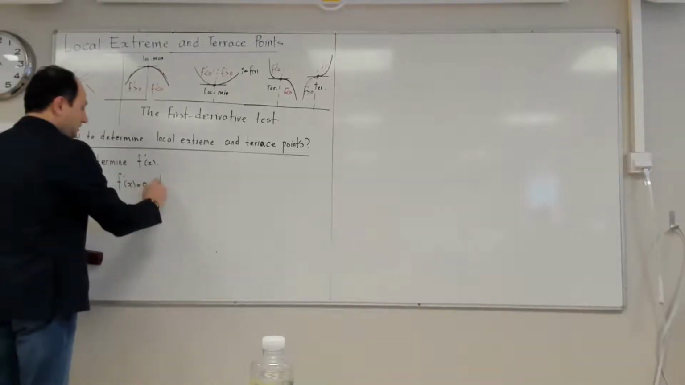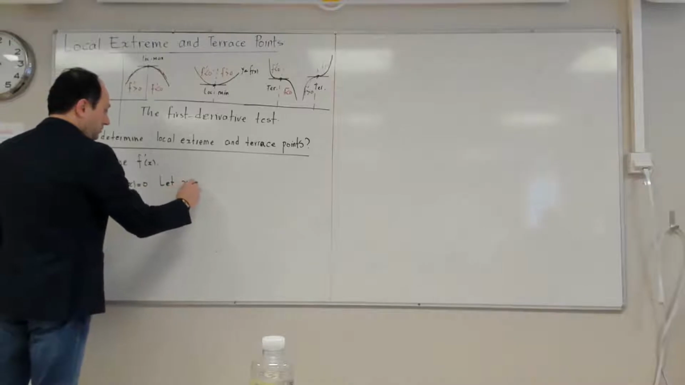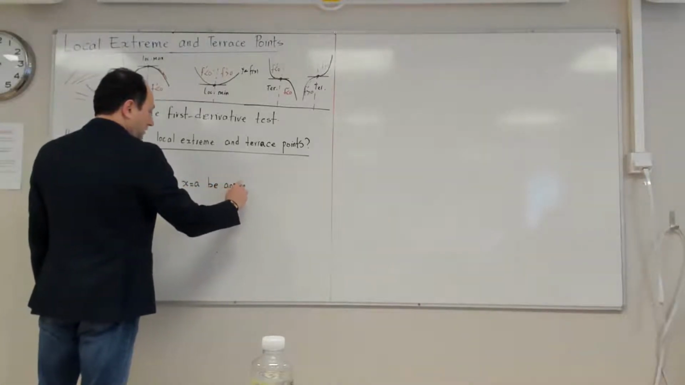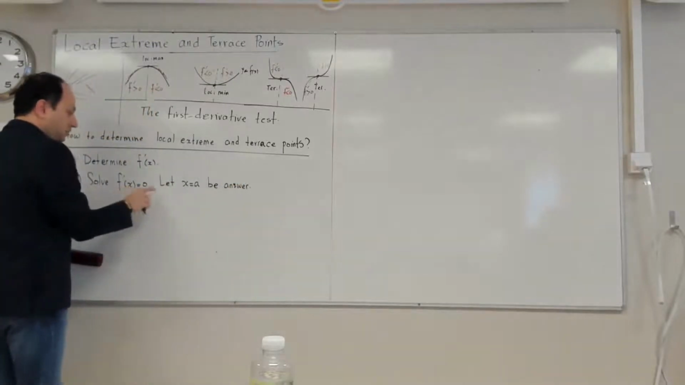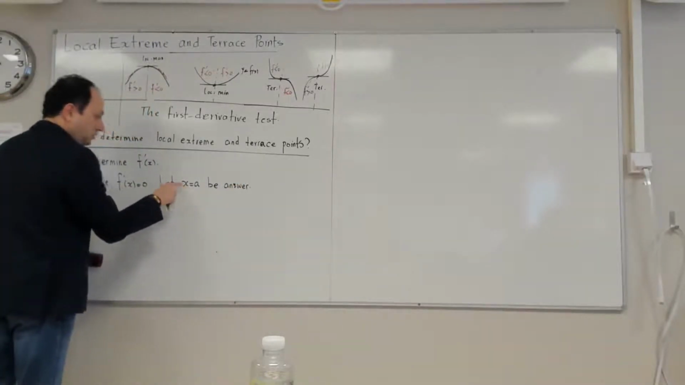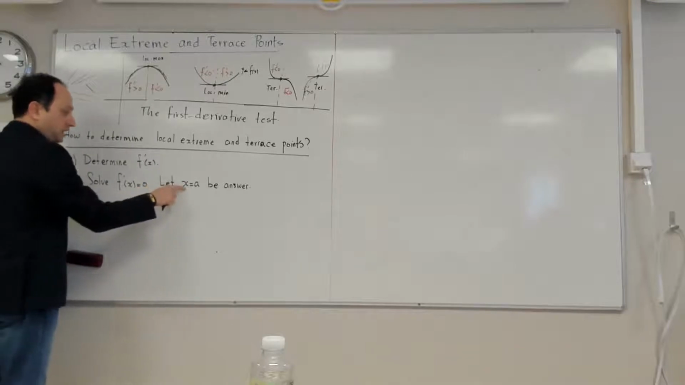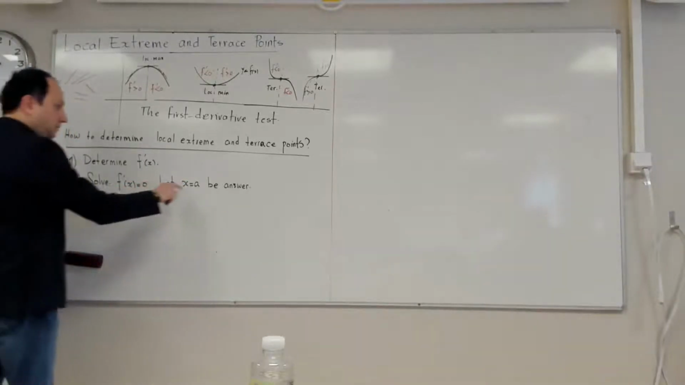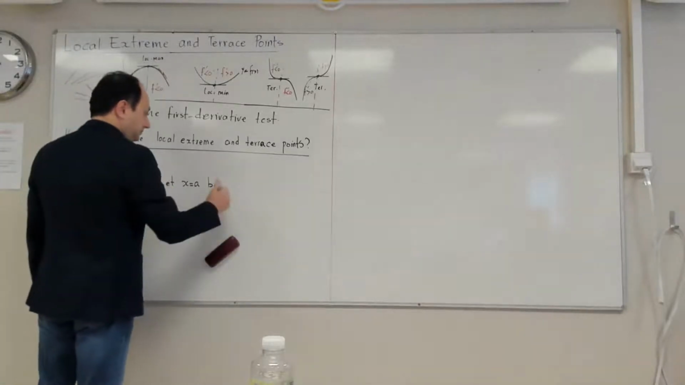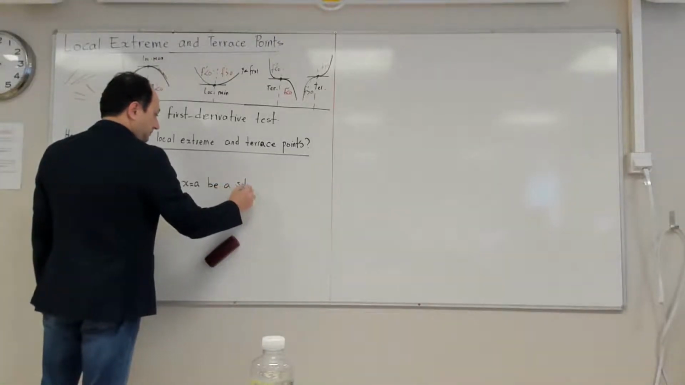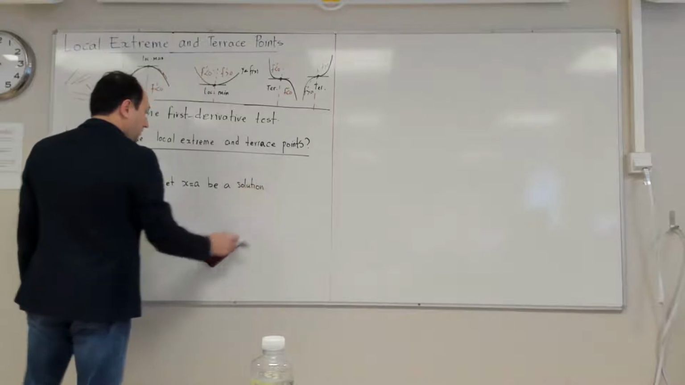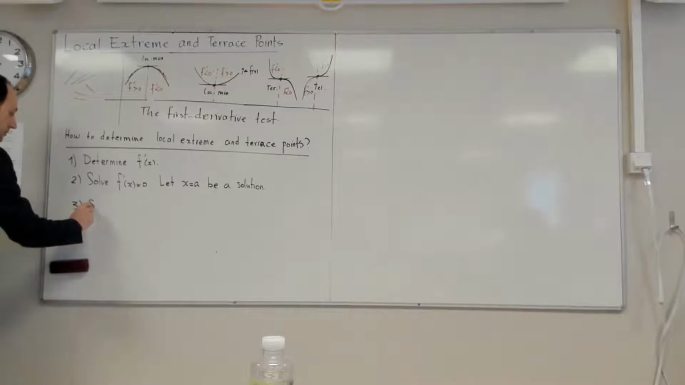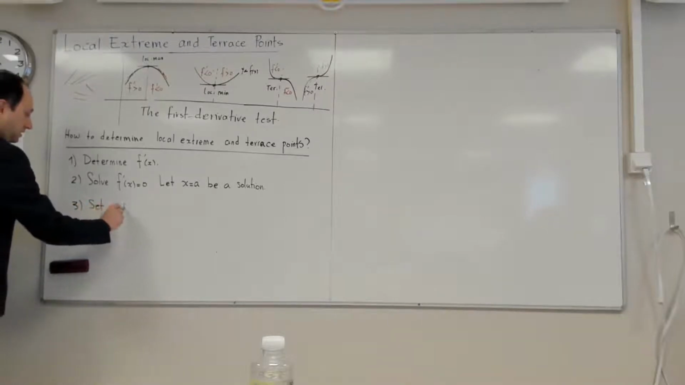Let x equal a be an answer. If I ask you, is it guaranteed that this is a local extreme point? It's not guaranteed because it might be a terrace point. Let a be a solution, yes? Then what you need to do is set up the sign table.